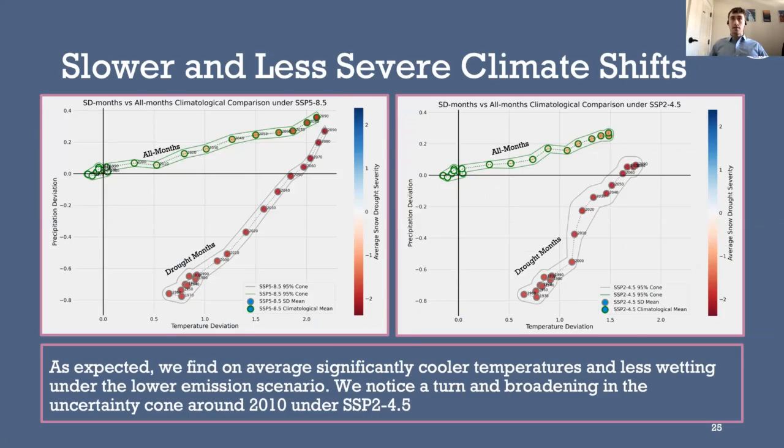Finally, for the climate shifts, we again see that there's less acceleration moving forward, and it seems to stall towards the end of the 21st century for these drought months, at least. We also see an interesting turn here, where the temperature doesn't increase dramatically for a couple of decades, whereas the precipitation for these drought months does.